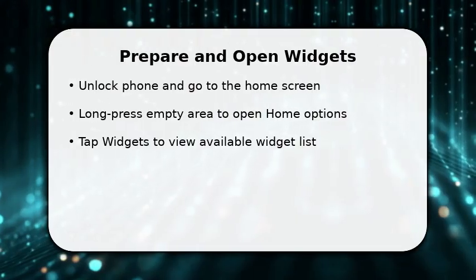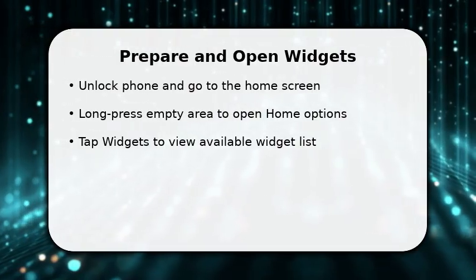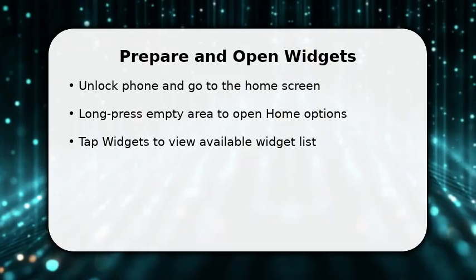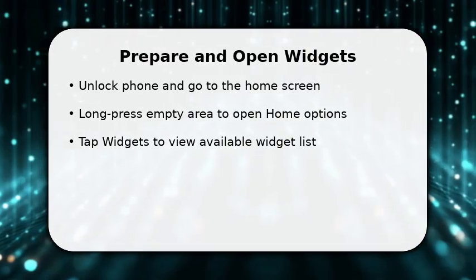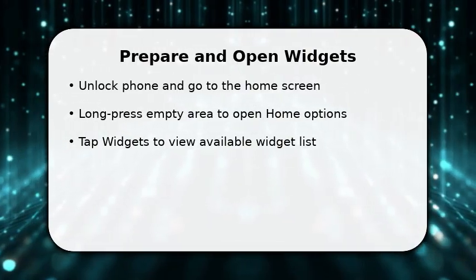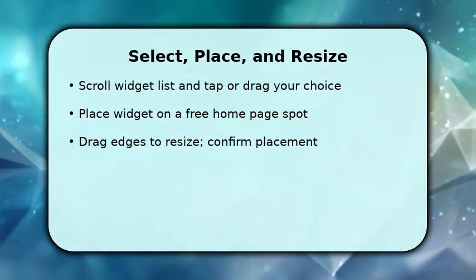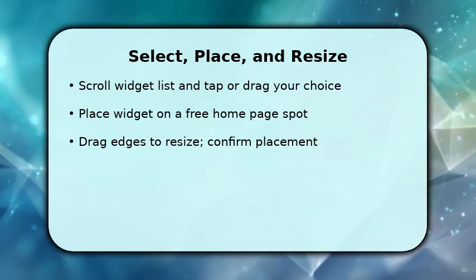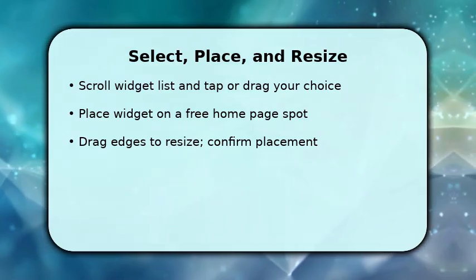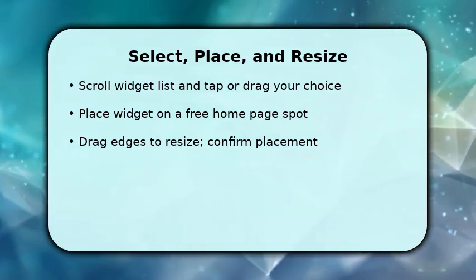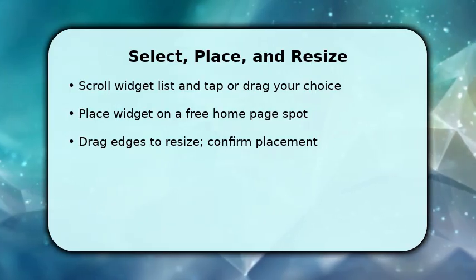If you don't see widgets, make sure home screen settings aren't locked and that a custom launcher isn't overriding default behavior. This gets you into the selection view quickly. You now pick the widget you want by scrolling the list and either tapping it or holding and dragging it onto the home screen. Once on the page, position it in a free grid cell. Make sure there's enough space so the widget doesn't auto-snap to another page.